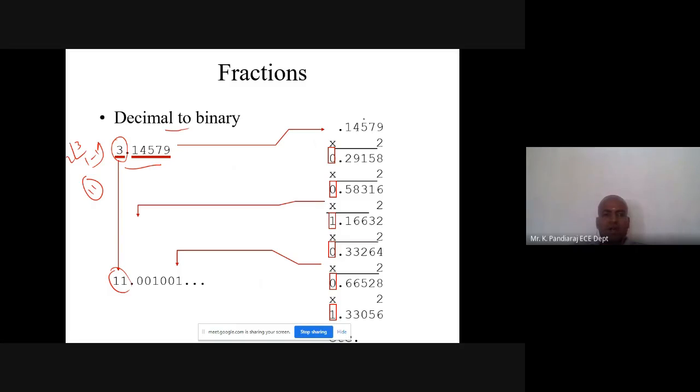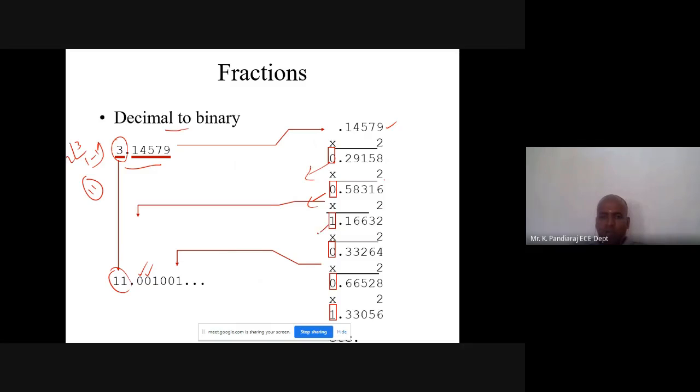Take the fraction 0.14579 and multiply by 2. We get 0.29158. Take the integer part 0 as the answer, so 0 is written here. Then multiply again by 2 and we get 0.58316. Again 0 comes, so take that integer part. Then multiply by 2.